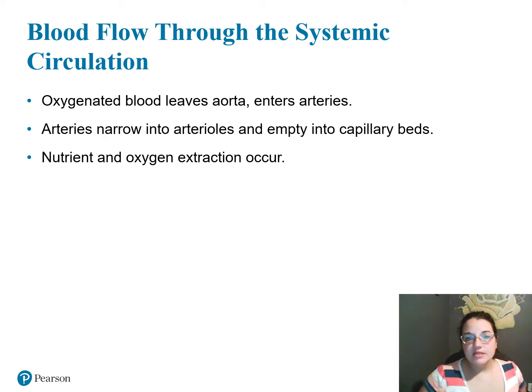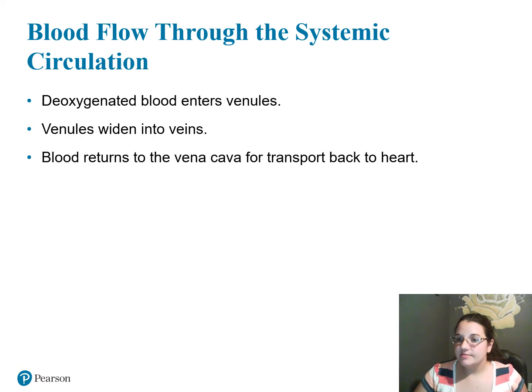Alright, so oxygenated blood leaves the aorta, enters the arteries. Arteries narrow into arterioles, and they empty into the capillary beds. Nutrient and oxygen extraction occur here. So when we're going from my arteries to my arterioles, this is where nutrient and oxygen is extracted.